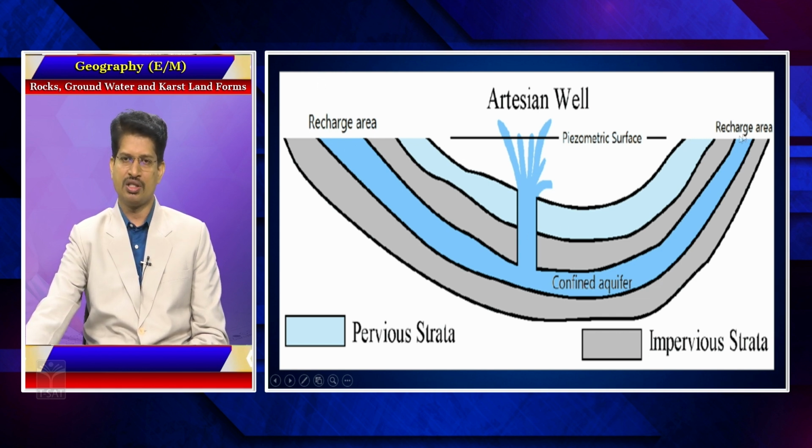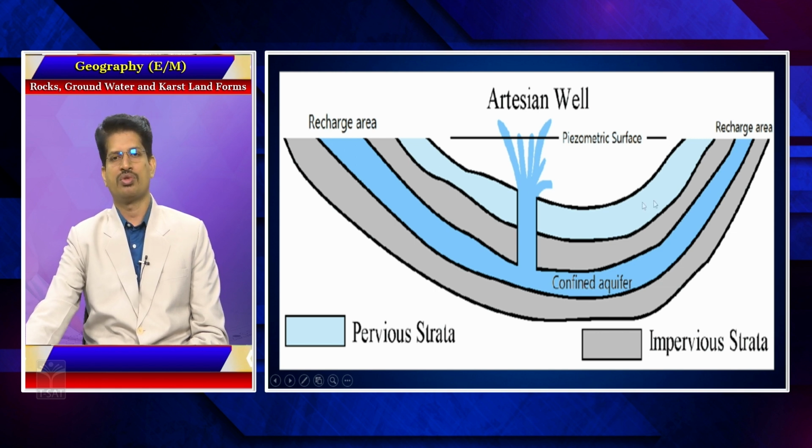When the land is in this form, centripetal or depression-like, extending hundreds or thousands of kilometers where the slope gradient cannot be observed by us, there is overhead pressure. When we have a bore, the water automatically ejects out because of the overhead pressure of the recharging zone, resulting in the formation of an artesian well.